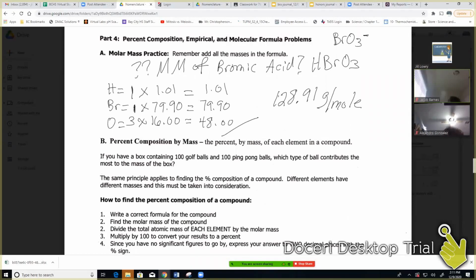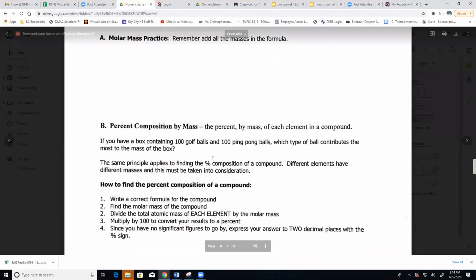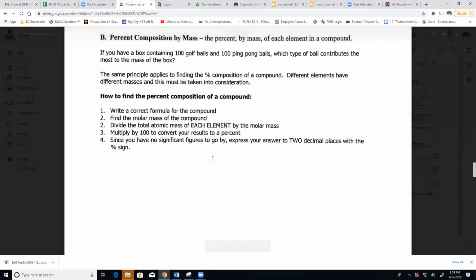So we're going to start looking at what percent each element contributes to the overall mass. And since percent is always part of a whole, that's what we're going to be looking at. And it's really pretty easy. It just can be sometimes a little time consuming.